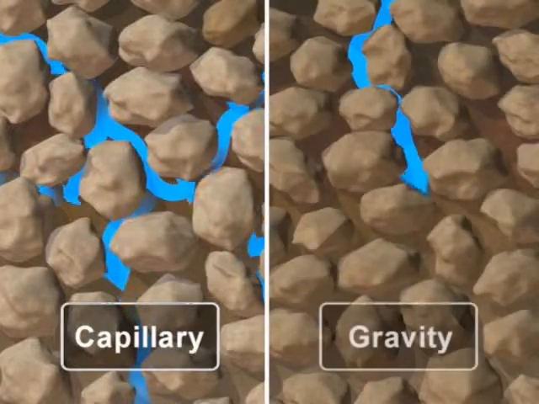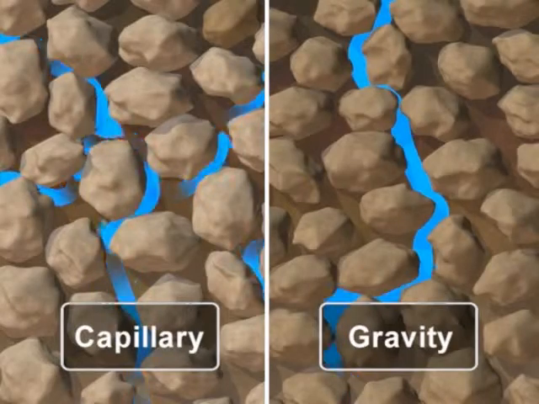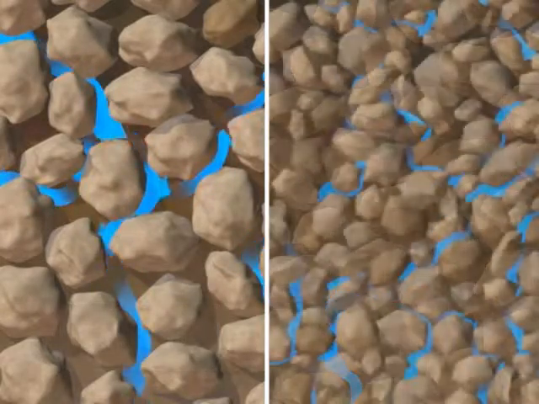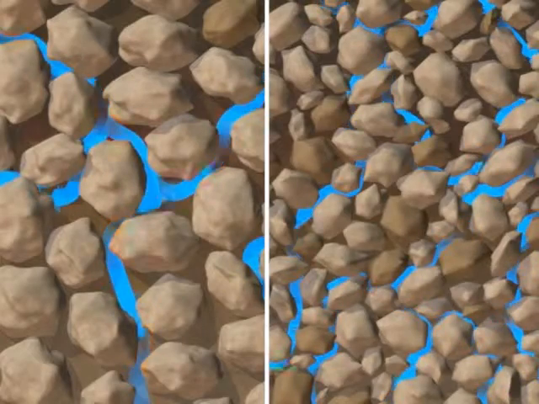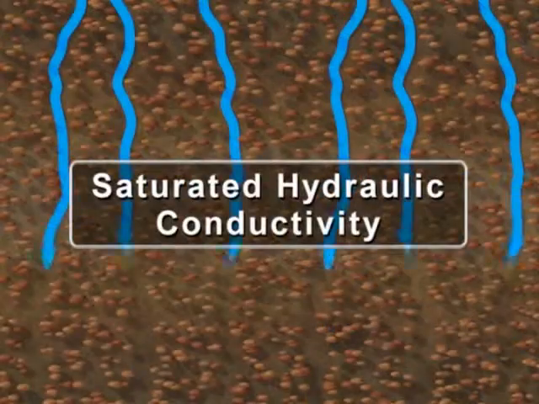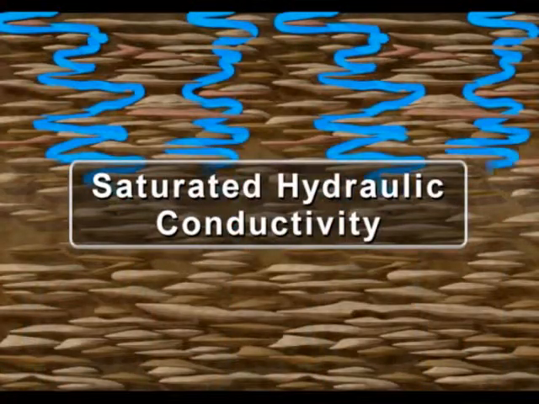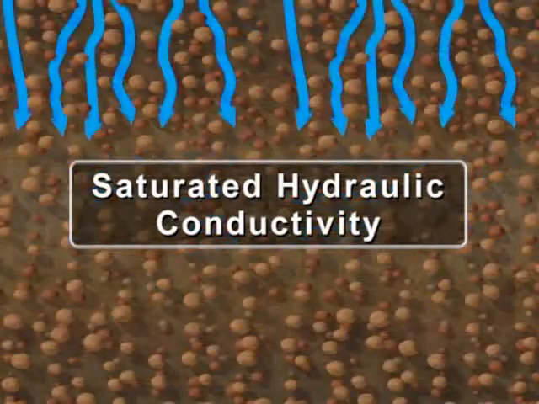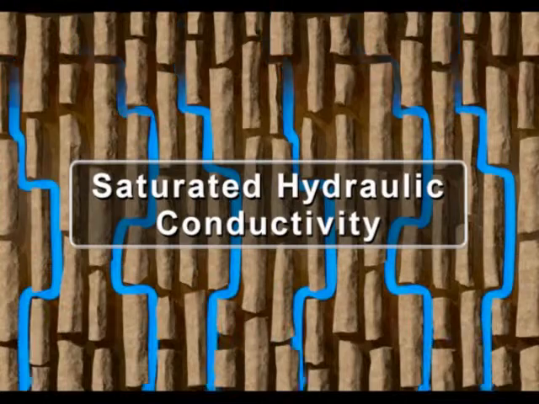Gravity is the primary water-moving force in saturated soils, while capillary action is the primary force in unsaturated soils. Capillary force is greatest in soils with small pores. Water moves more slowly through these soils. Well, that's a brief explanation of what a soil scientist calls saturated hydraulic conductivity. In simpler terms, the capacity of a soil to transmit water.